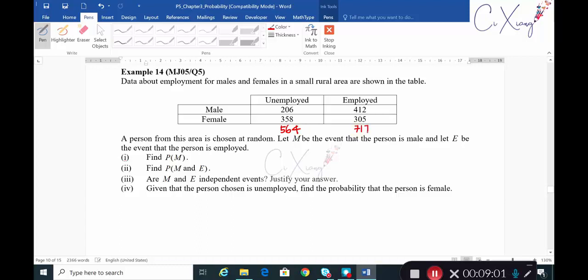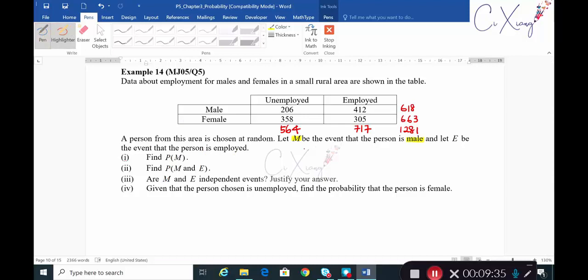employed 717, male 618, female 663, and the grand total is 1281. Alright, so once you have completed all these figures, then you can try to answer the question. First part, find the probability of M. What is the meaning of M? M is the event that the person is male. E is the event that the person is employed.